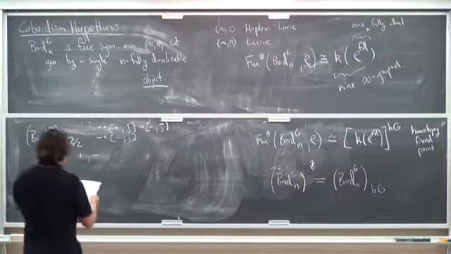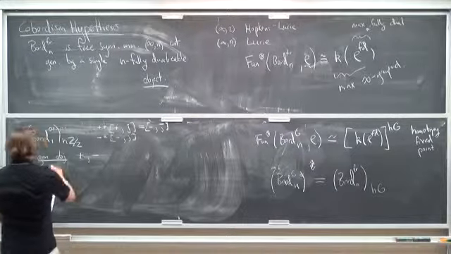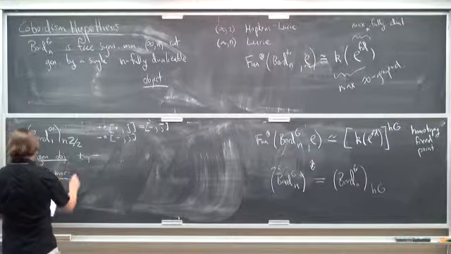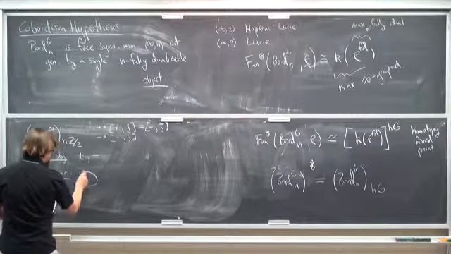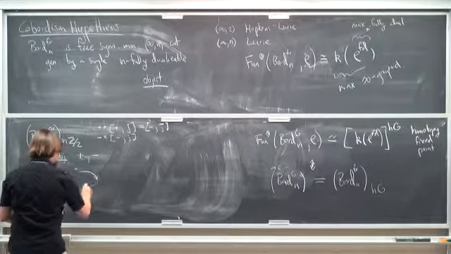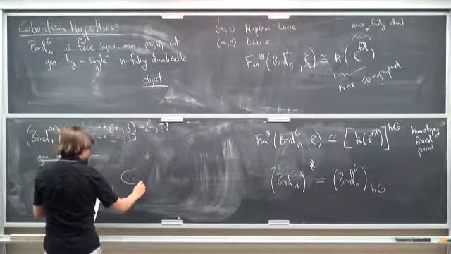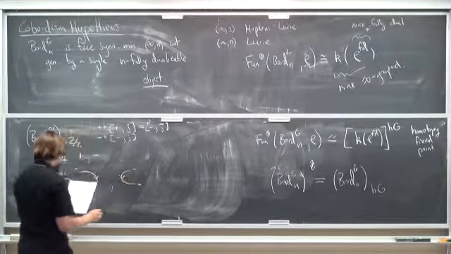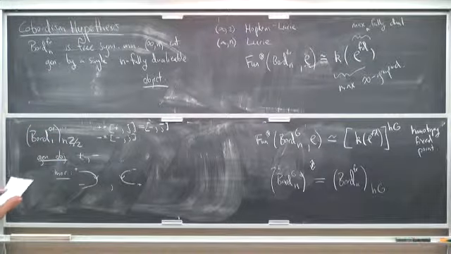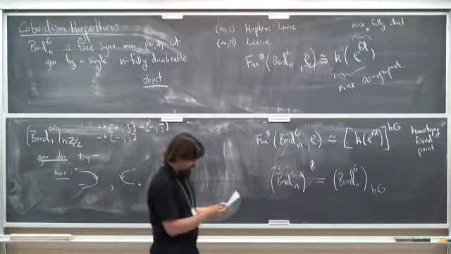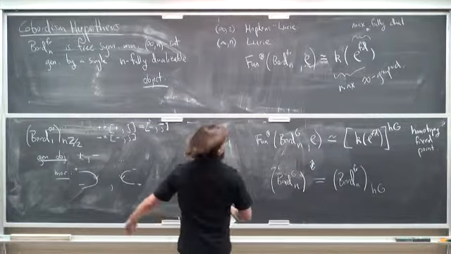So we have the morphisms from before. We have this oriented morphism, which goes like this. We have another morphism, which goes like this. And then we have two more morphisms.